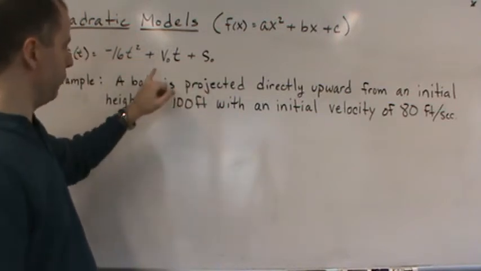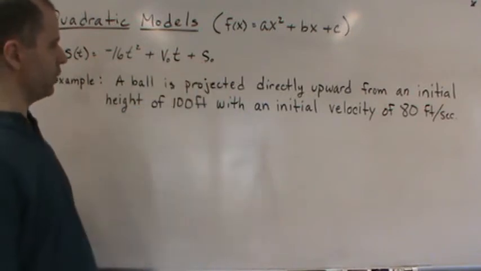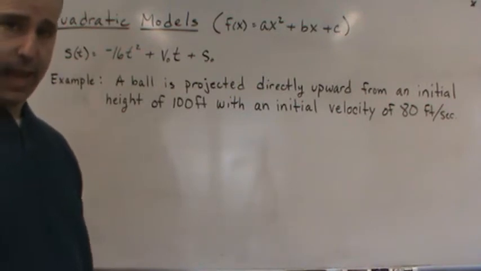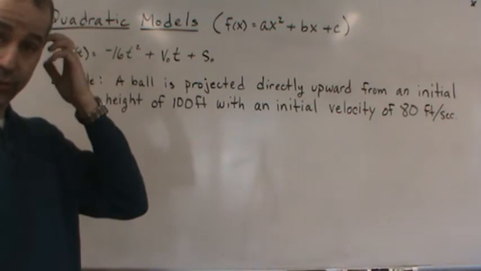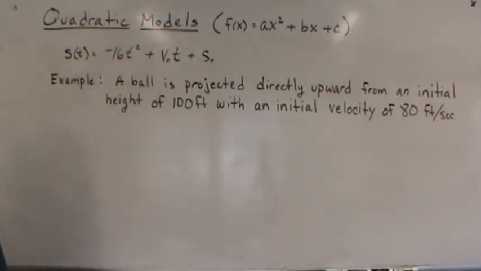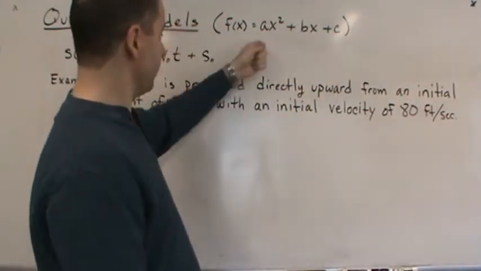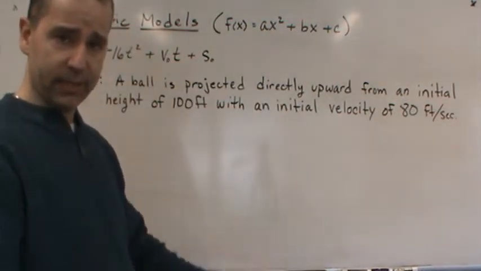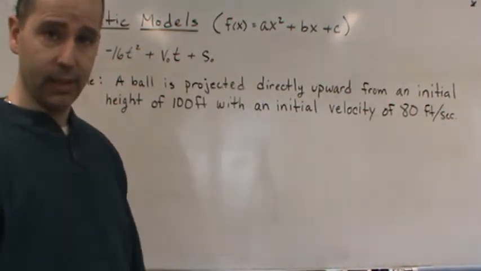Okay, so if we know the initial velocity and the initial position of the object, then we can solve to find out where the object is, or what the height of the object is after so many seconds, for example. Before we get into that, a couple things. If a is negative, then the parabola opens down, and the vertex is going to be a maximum point.